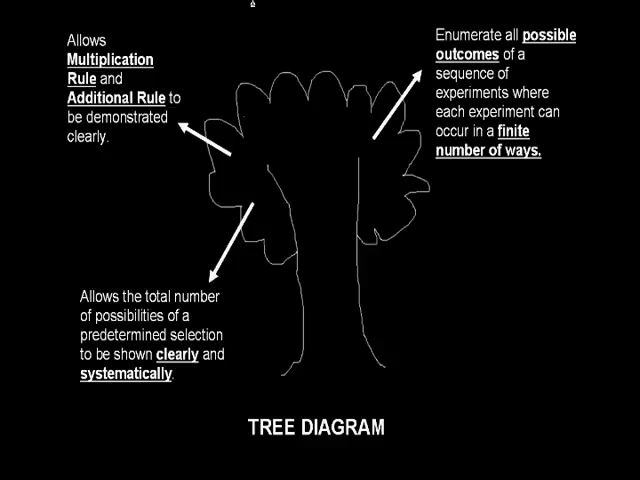So what is tree diagram? It allows multiplication rule and addition rule to be demonstrated clearly. Enumerate all possible outcomes of a sequence of experiments where each experiment can occur in a finite number of ways. Allows the total number of possibilities of a predetermined selection to be shown clearly and systematically.